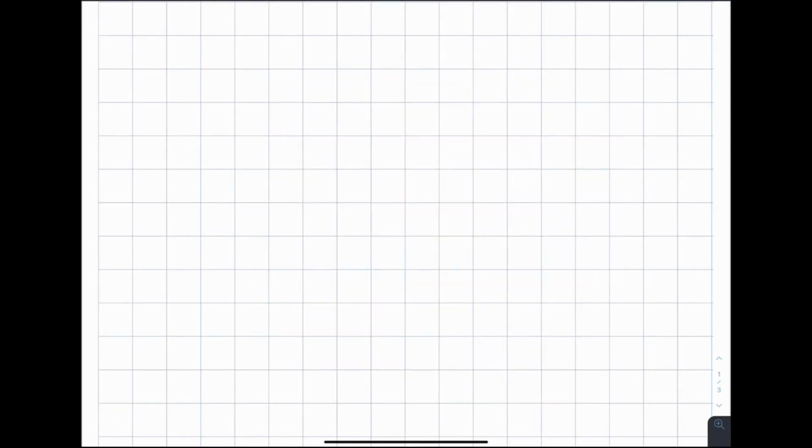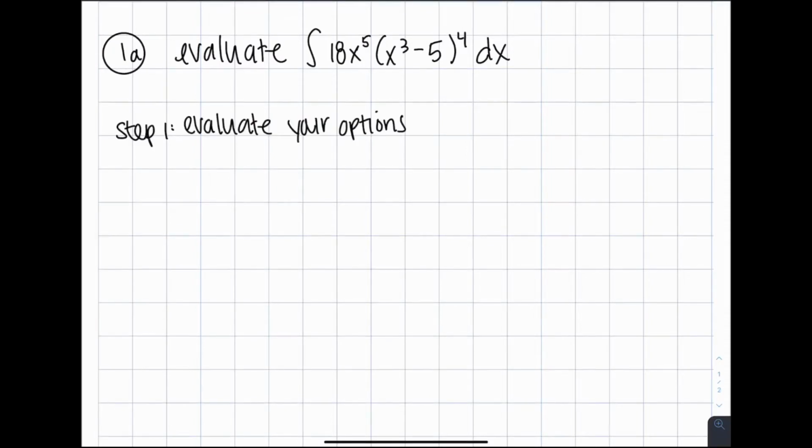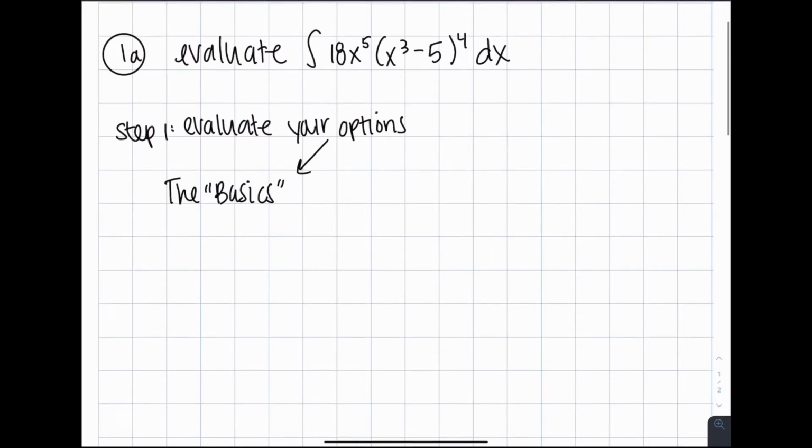Let's get straight into it. We are asked to evaluate the integral of 18x to the 5th times (x cubed minus 5) all to the 4th dx. The first step will be to evaluate our options or integration techniques.